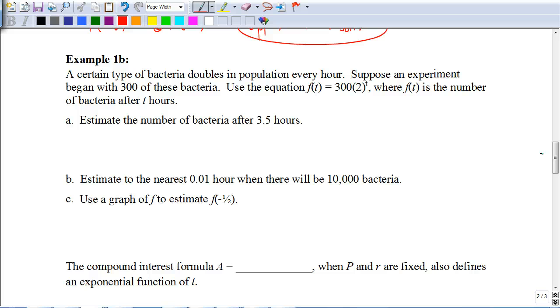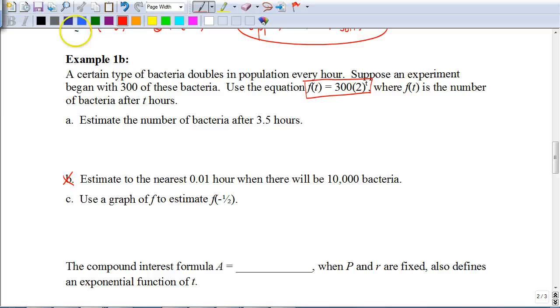1B is a completely different type of problem, but the same idea. So here they give us the equation. So why don't you take a minute and work this one out on your own. Answer A and C. You don't have to do part B, but answer A and C. And so pause the video and hit play when you're ready to check your answer.